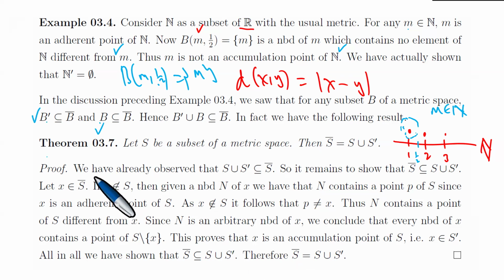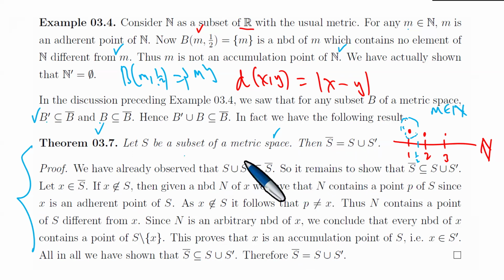Right, so now I want us to quickly go through this theorem and just try to make sense of it. Let's look at the theorem first. Let S be a subset of a metric space. What is S? It's just a subset of a metric space. Then the closure of S is the union of S with its derived set. This is very important.